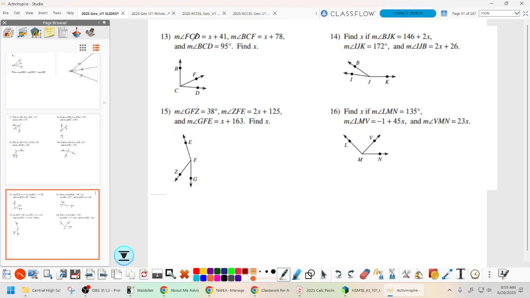Okay, it says measure of angle FCD is x plus 41. So that goes right there, x plus 41. And then angle BCF is x plus 78. That's that one right there. And it tells us the measure of BCD, the whole thing, is 95 degrees. It's kind of hard to show that sometimes when you have all your notation, but that whole angle is 95 degrees. So using the angle addition postulate, what equation can we write in order to solve for x?